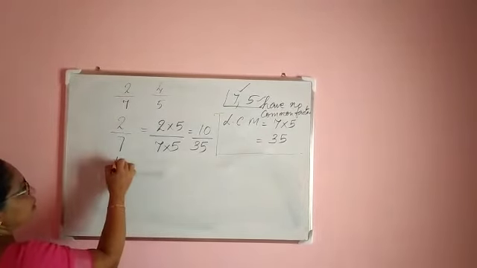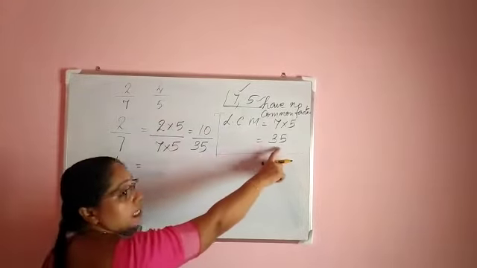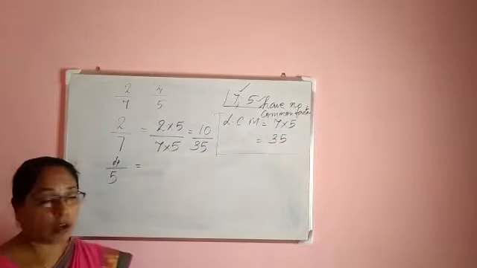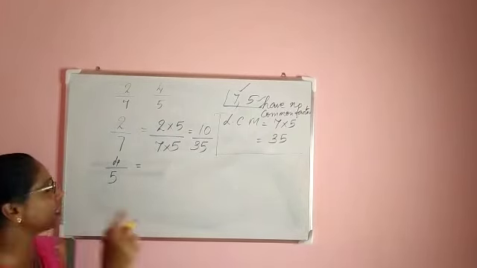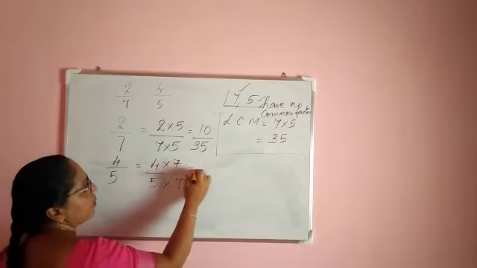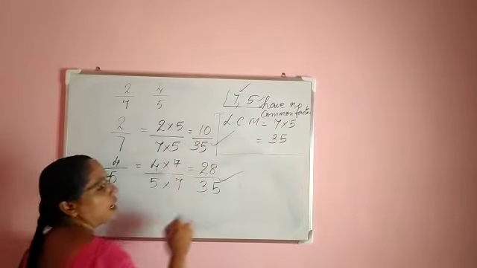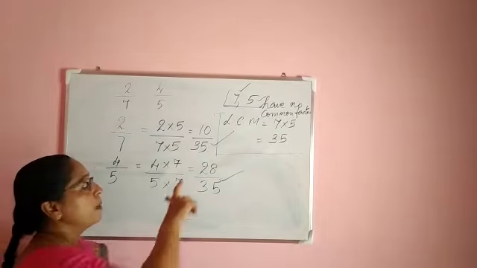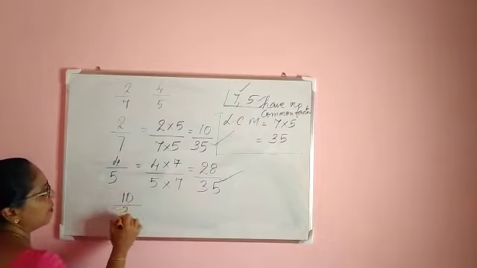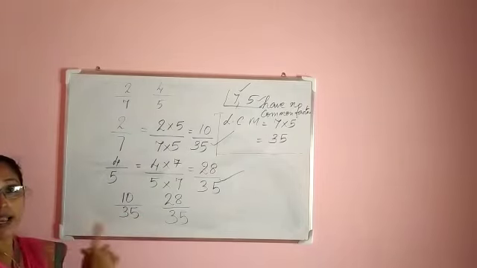Okay. Likewise, take the next one, 4 by 5, which is equal to, this 5 has to be changed into the denominator 35. So in the table of 5, to get 35, how many times? Yes, exactly, 7 times. So 4 into 7 by 5 into 7 is equal to 28 by 35. Now look at the two fractions. Are they like? Yes, because their denominators are the same. So 10 by 35 and 28 by 35 have become like fractions.